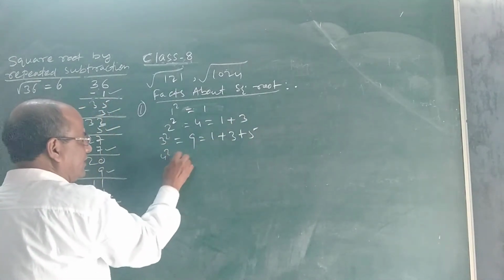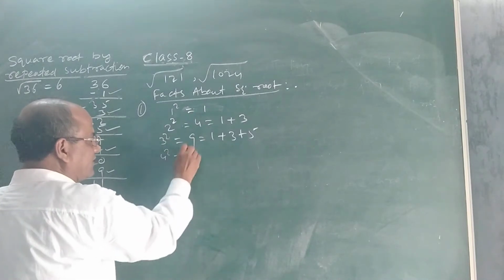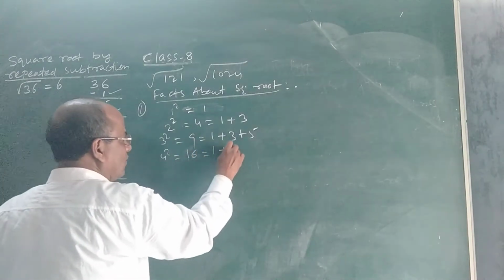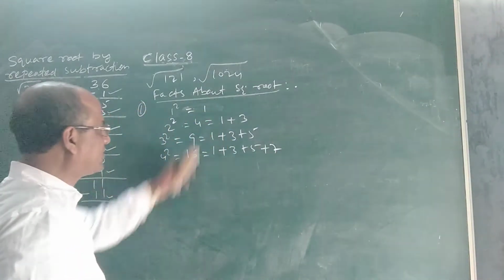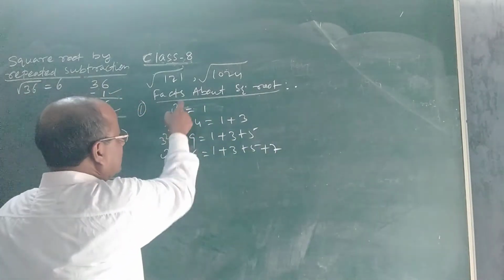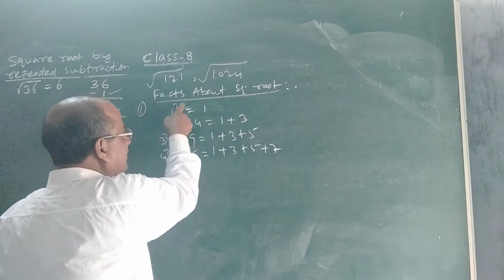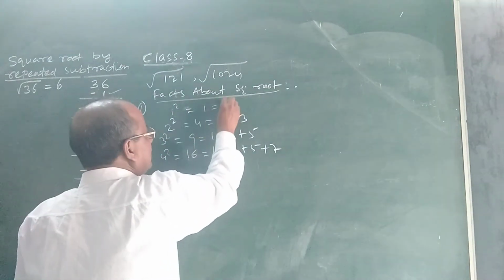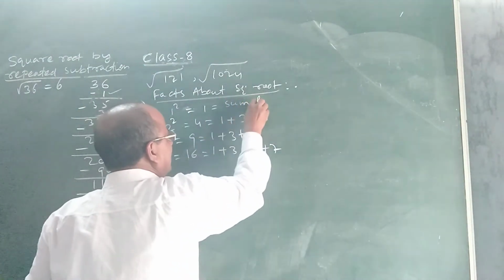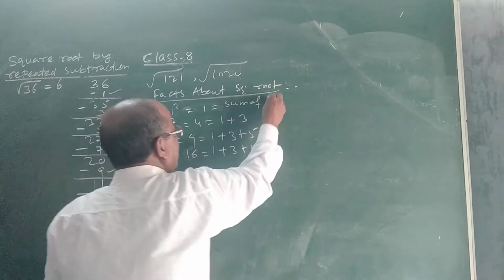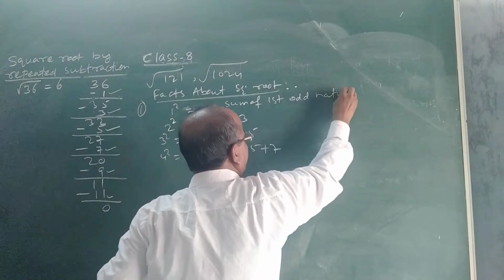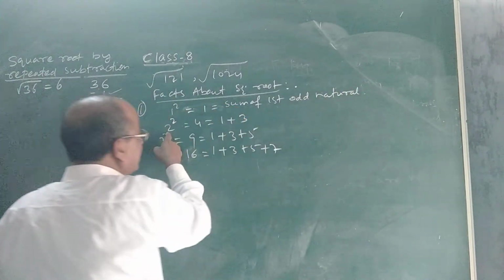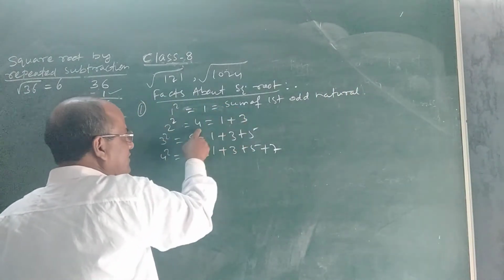So then 4 square is 16, which is equal to 1 plus 3 plus 5 plus 7. Children, just note one thing here. 1 square: when we took the first natural number 1, its square is 1 and it is equal to the sum of the first odd natural number. Okay. Now the next natural number is 2, 2 square is 1 plus 3, that is 4.